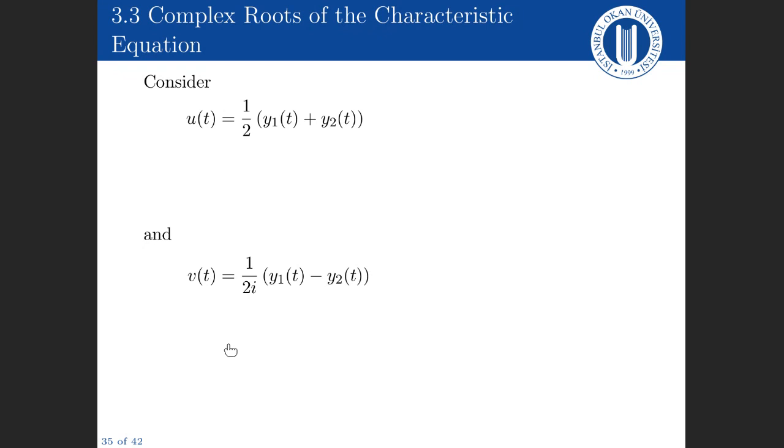And for my second function v, I want to look at 1 divided by 2i, y1 minus y2. You will soon see why I'm choosing 1 divided by 2 and 1 divided by 2i. Again, 1 over 2i is just a number. We have a linear combination of y1 and y2, so this is still a solution of the differential equation.